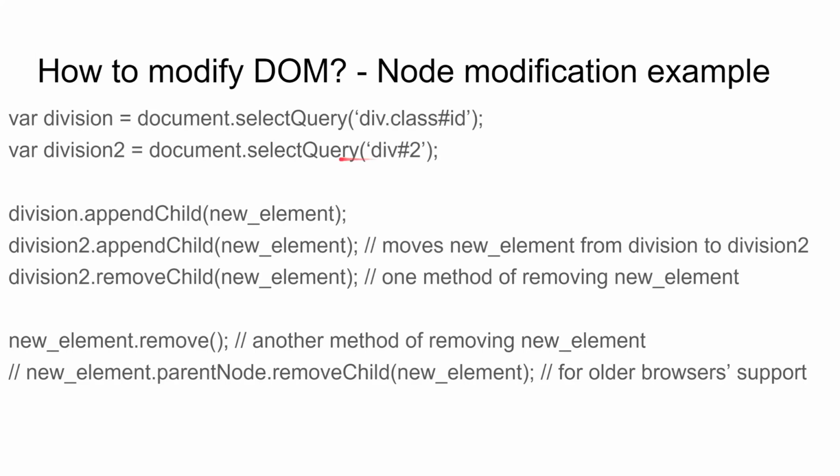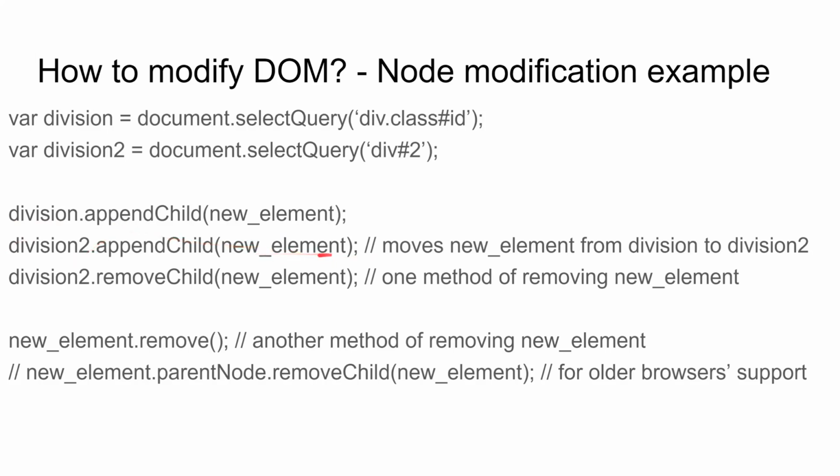For example, I have two division variables, divs with different selectors. Now, if I want to add a new element from the previous example to a division, I do it this way, and this way I add to it. Now, what happens if you add this one to the second one? Well, what actually happens is it moves the element from this one to this one.